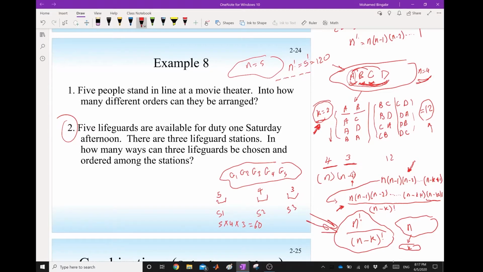So that's n factorial divided by n minus k factorial. I have 5 factorial divided by 5 minus 3 factorial. So that's 5 factorial divided by 2 factorial. So that is 5 times 4 times 3 times 2 factorial, and here is 2 factorial. These cancel these. So I have 5 times 4 times 3 is 60.